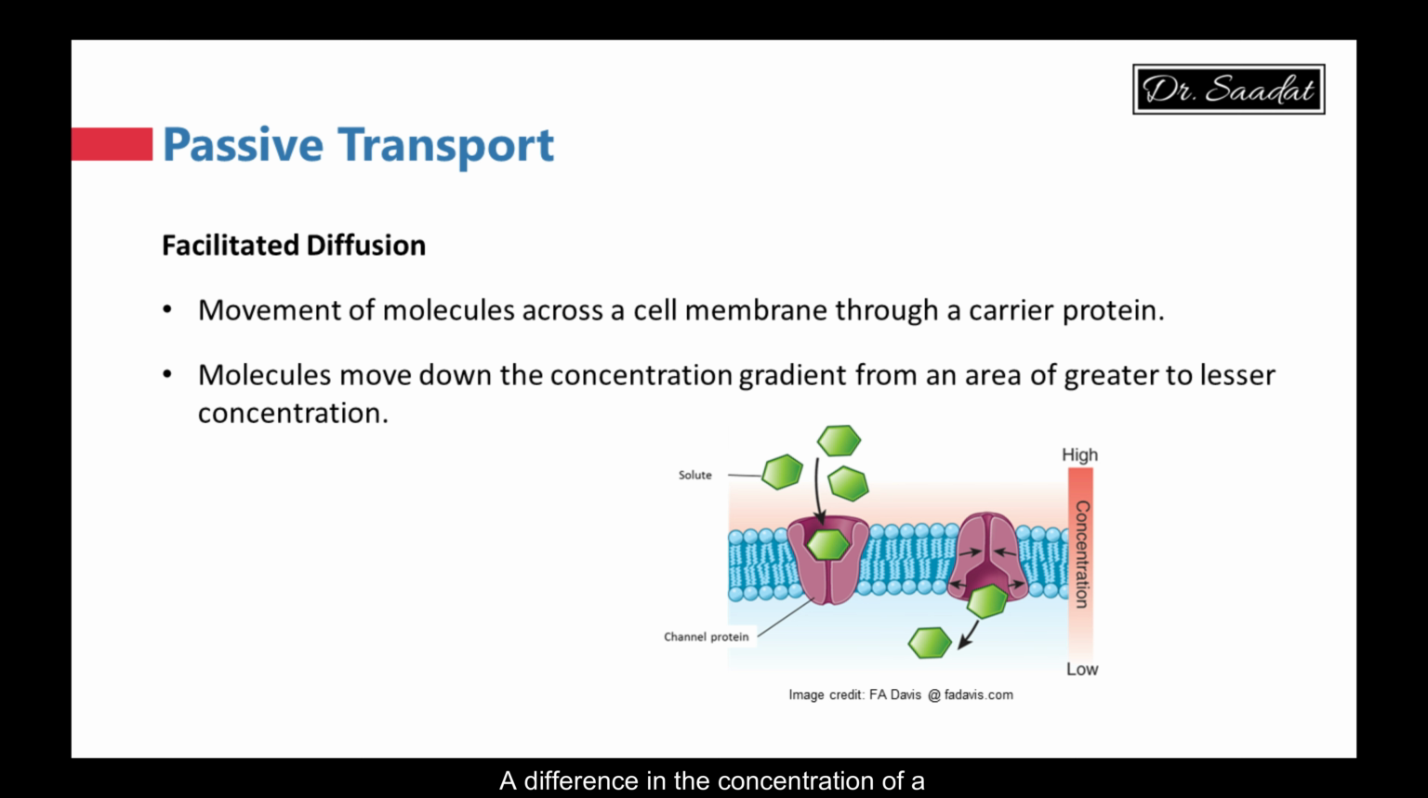A difference in the concentration of a substance from one point to another is called a concentration gradient. When the particles move from an area of greater to lesser concentration, as occurs in diffusion, the particles are said to move down the concentration gradient.